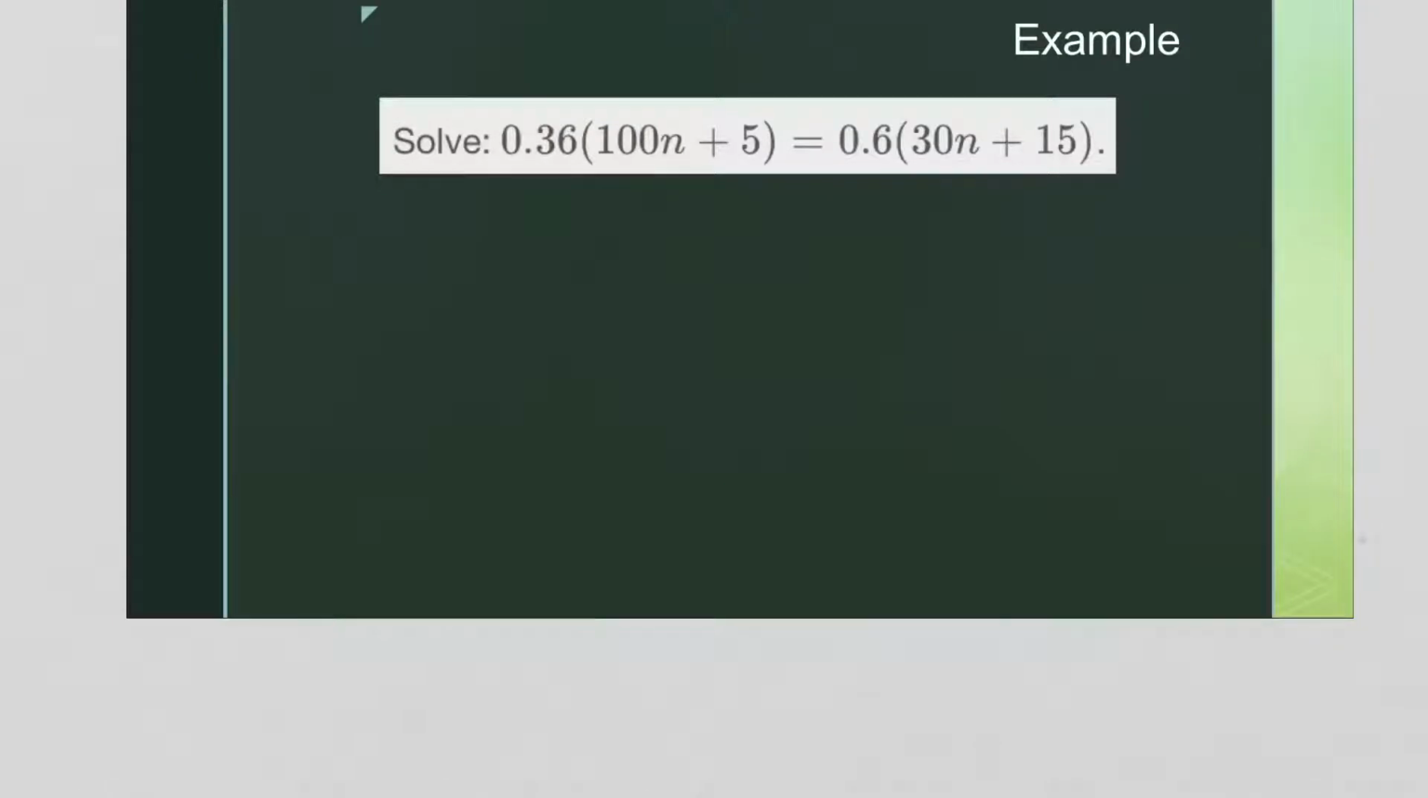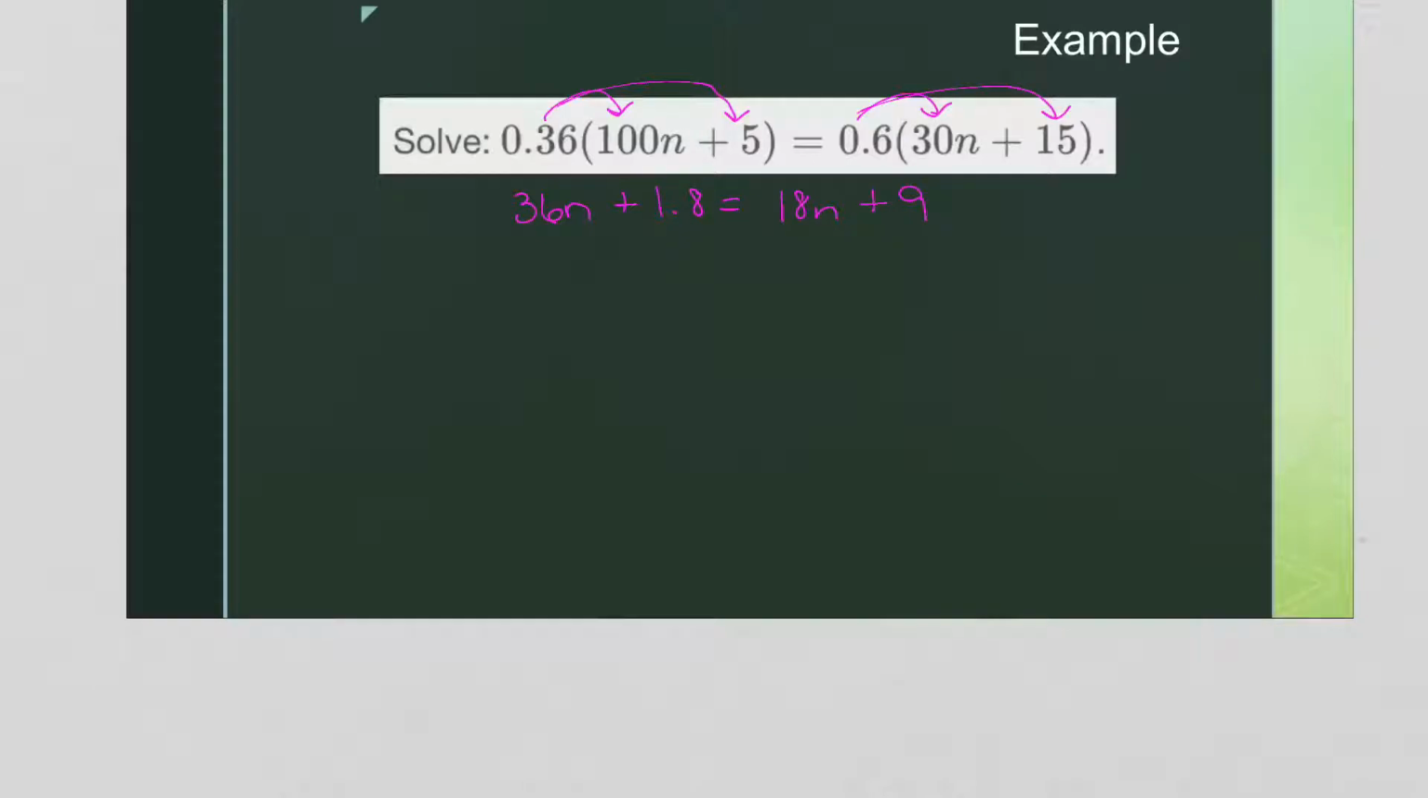All right, so here we go again. So let's go ahead and distribute to get rid of all this mess. All right, so 0.36 times 100n is 36n. 0.36 times 5 is 1.8. 0.6 times 30 is 18. Don't forget your n. And 0.6 times 15 is 9.